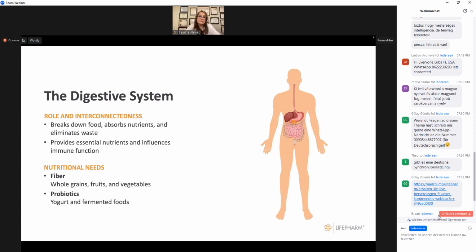So what are your needs? You need fiber. You need to make this food go forwards. If you don't eat fiber, which is present in fruits and veggies and whole grains, you will get constipated. You also need probiotics. Why do you need probiotics? You need probiotics because that is the food of the good bacteria, the microbiome sitting in your gut. That needs nourishment. Not all bacteria are bad.